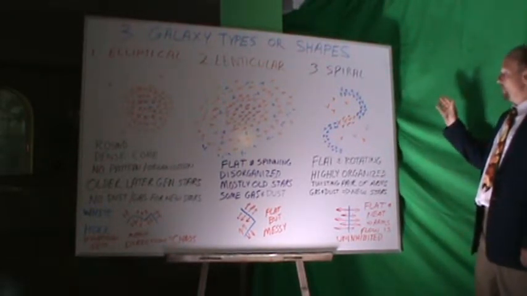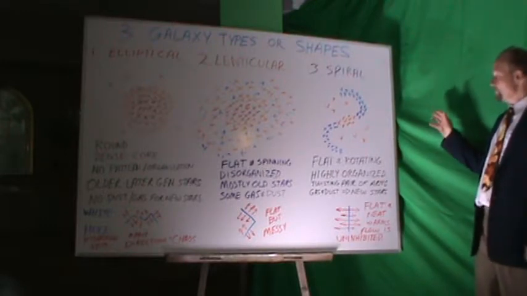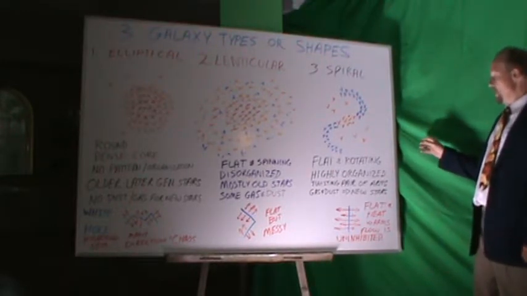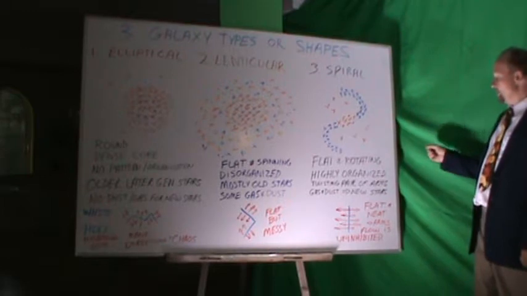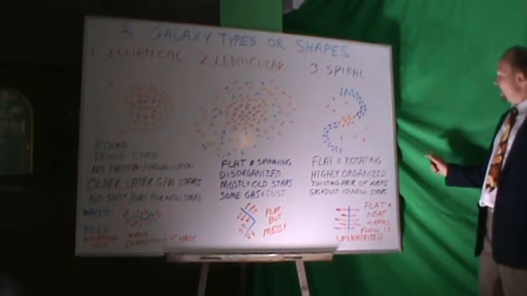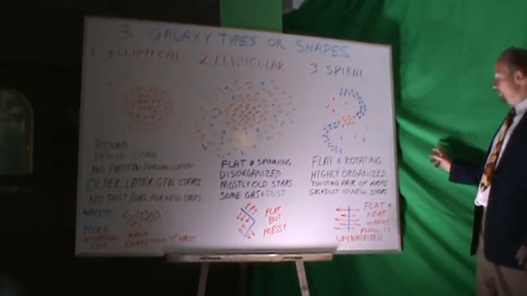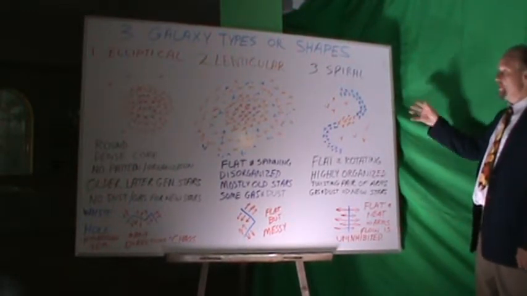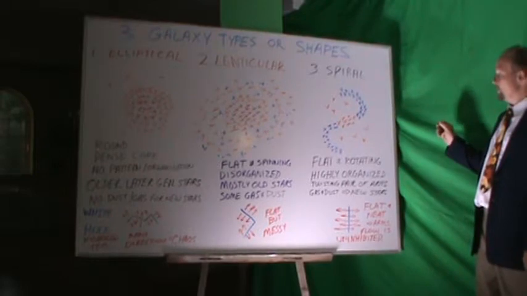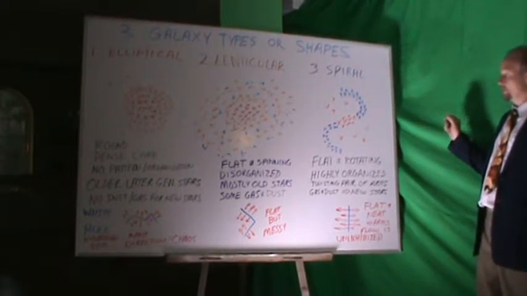Lastly, we have your spiral galaxies, and this is like your Milky Way. Now, these are flat and rotating. They are highly organized. They come with a twisting pair of arms and they have a lot of gas and dust out in those arms, which makes the new stars. The new stars are shown as blue, and that's basically what you see. They often have that bar of stars going across.